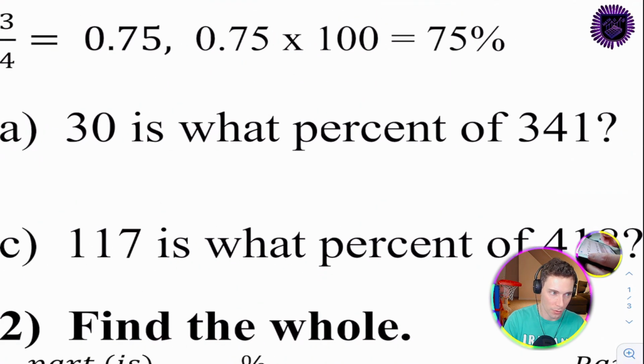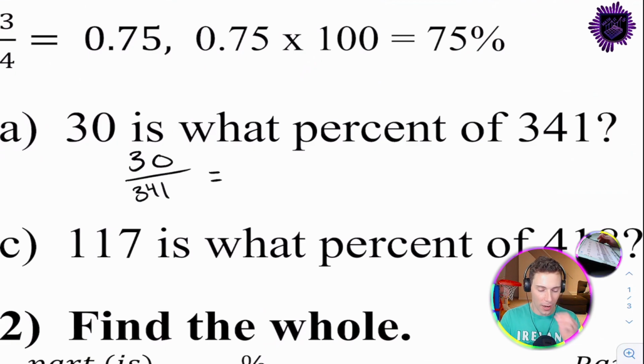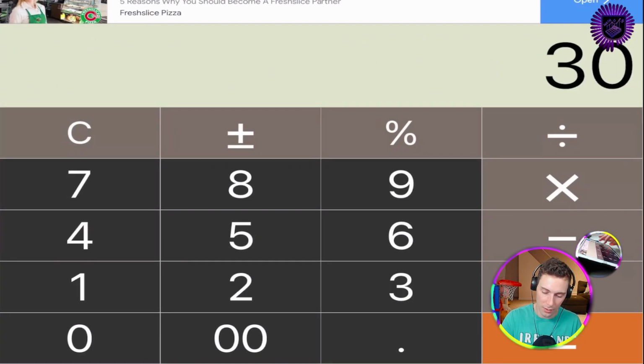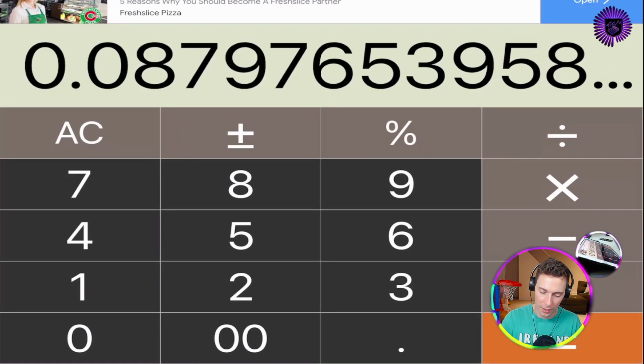All right, so we're going to write 30 over 341, and that's going to give us a fraction, decimal, when we do that division. We use our trusty calculators. We do 30 divided by 341, and that's going to be 0.0879, so 0.088, let's say.